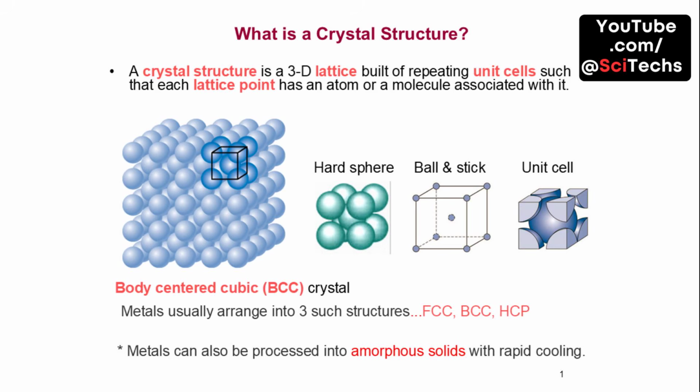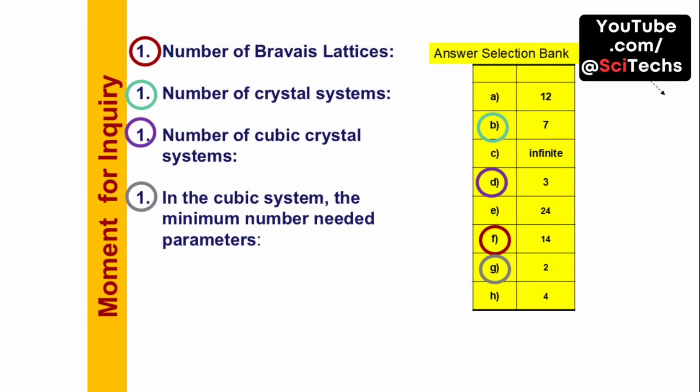A crystal structure is a 3D lattice built of repeating unit cells, with each lattice point having an atom or molecule associated with it. Metals usually arrange into structures like FCC, BCC, and HCP, and can also form amorphous solids with rapid cooling. Another moment for inquiry. Think about the number of Bravais lattices, crystal systems, and the minimum number of parameters needed in the cubic system.